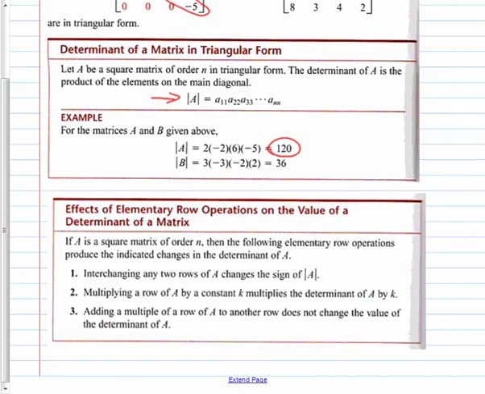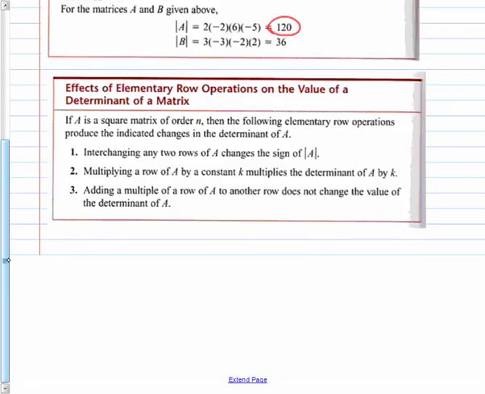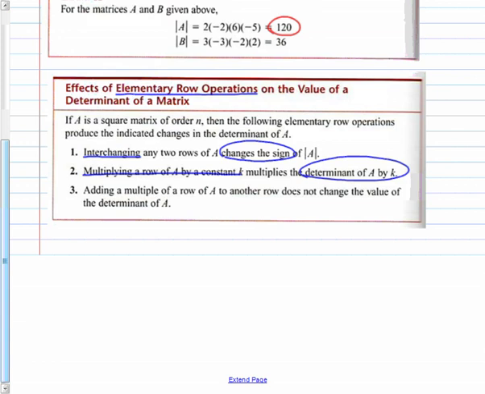All right. But when you get it in triangular form, sometimes you change the determinant value when you do your steps, your elementary row operations. So here are the rules. If you interchange any rows, it's going to change the sign. So you just need to keep track. If I put it in triangular form and I switch the rows, the sign of that determinant will switch.